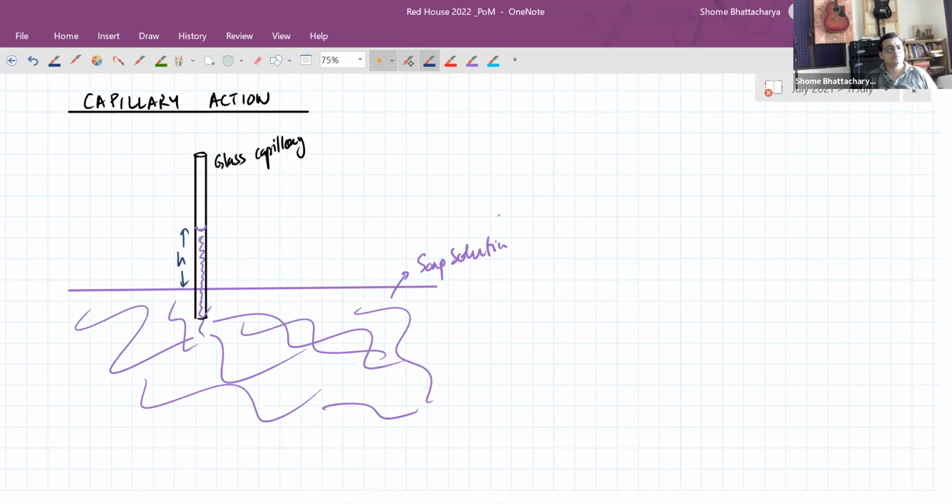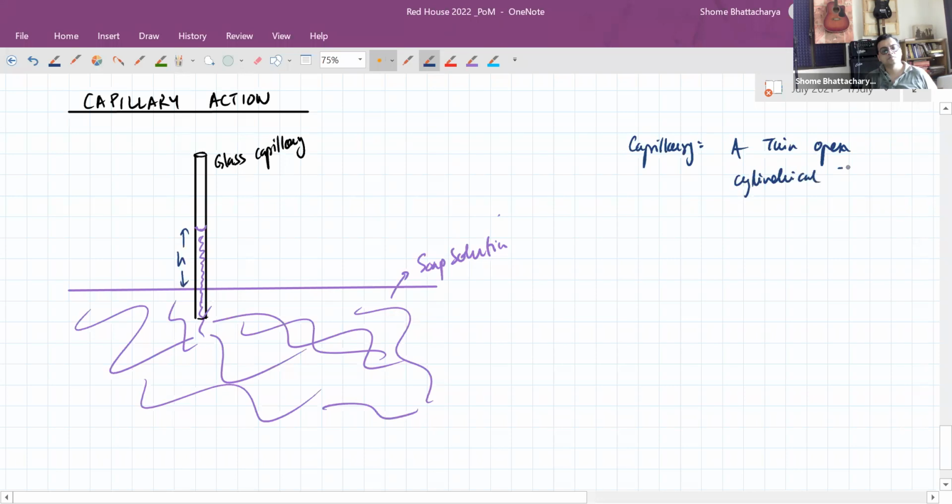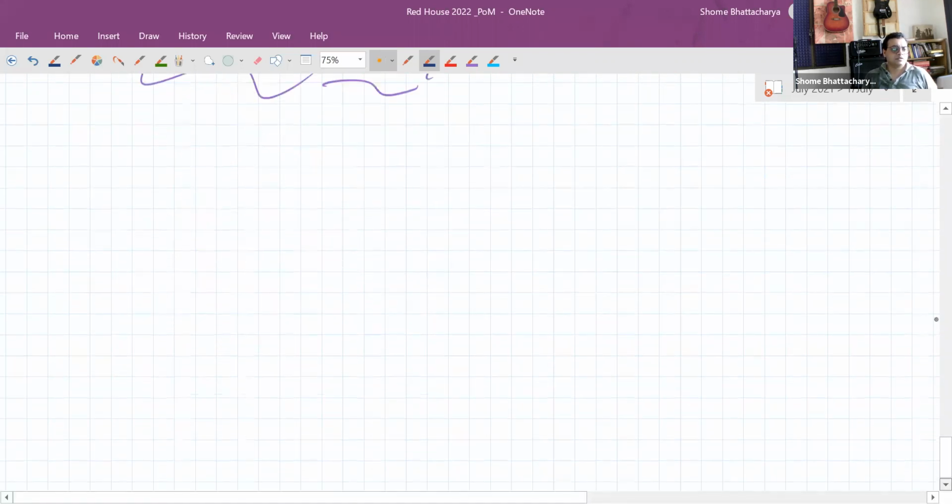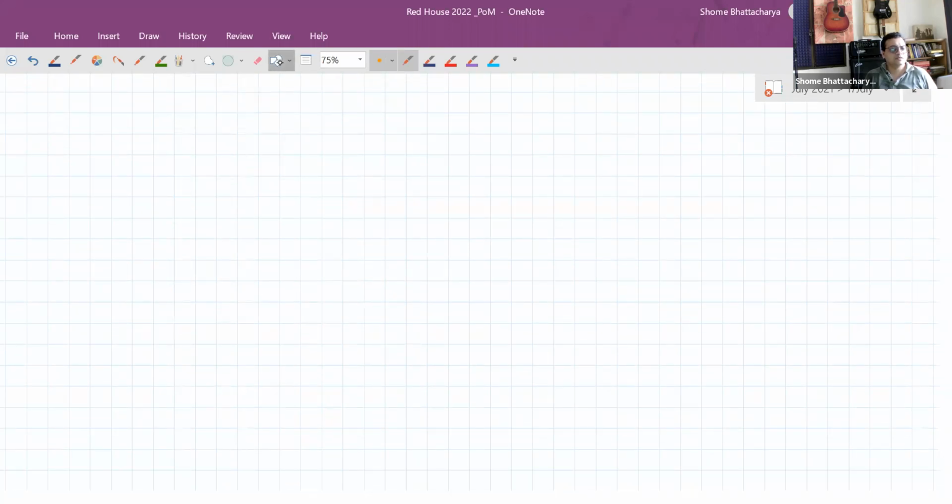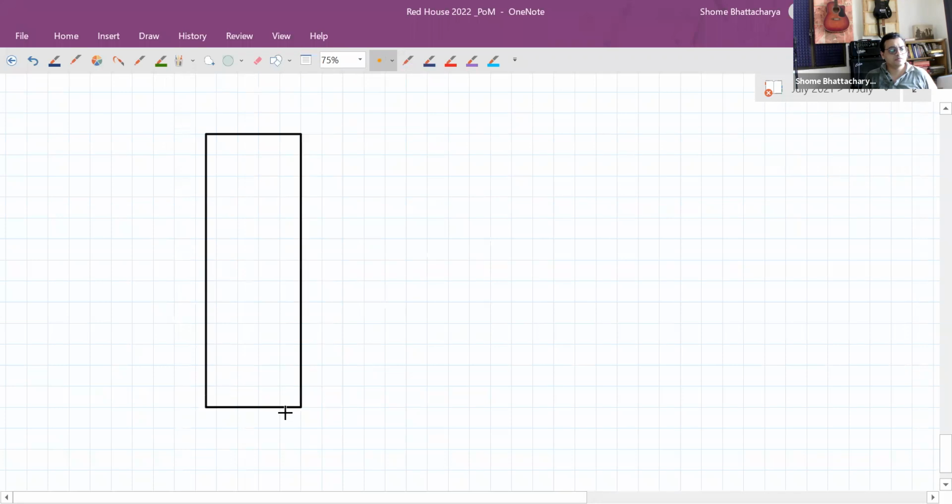Among other things, a capillary by definition is a thin, open, cylindrical tube. So this glass capillary has a radius of capital R. Now let's understand why this exactly happens, why the liquid rises. So I'm making, again, a magnified diagram of the capillary.